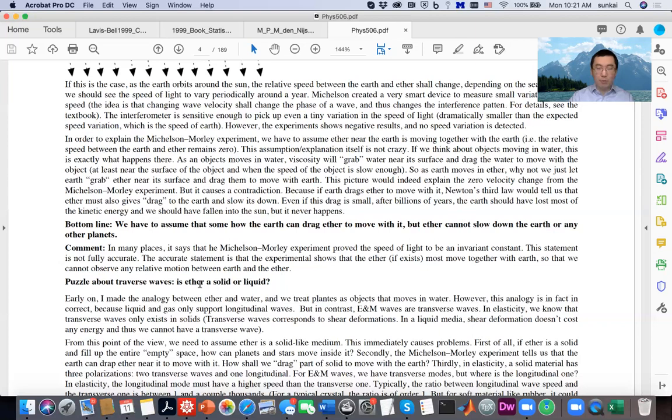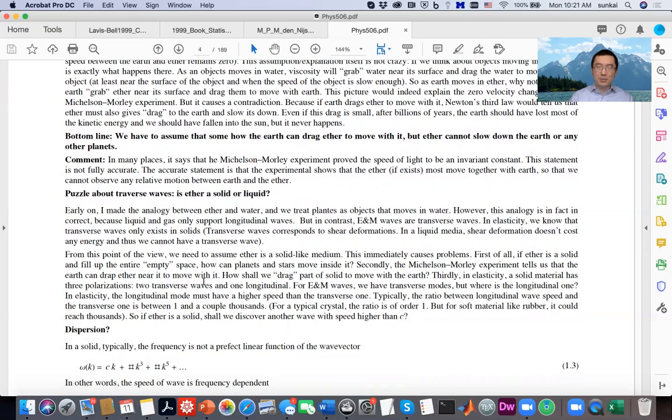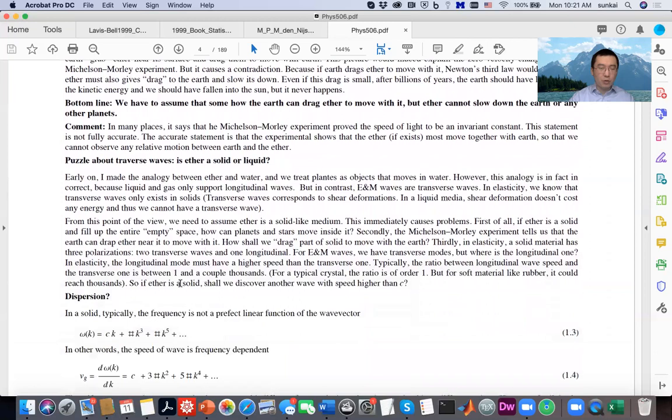Nevertheless, for every single experiment, if you show me a single experiment, I can always come up with some explanation. I can say, oh yes, the ether picture explains this. But if we combine all the experiments together and try to fit them with the picture of ether, then we find that we keep running into problems. Oh yeah, I forgot to mention another problem about this ether picture.